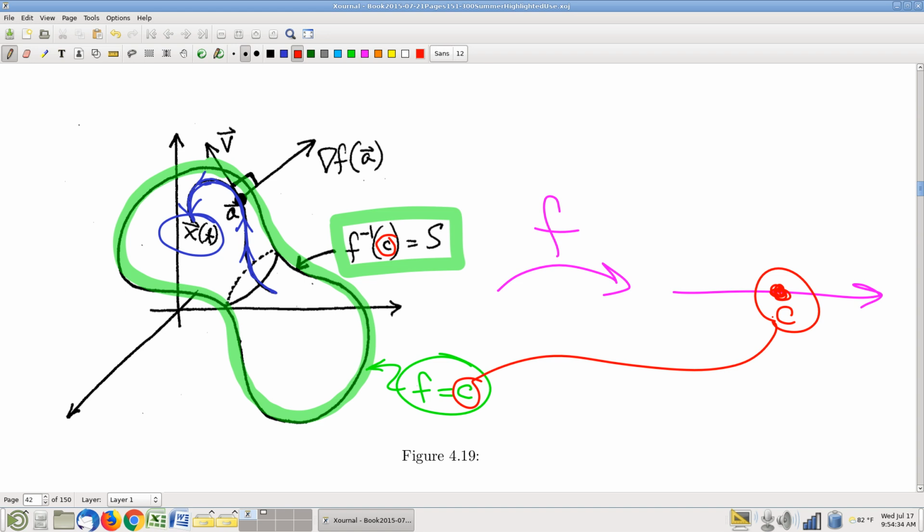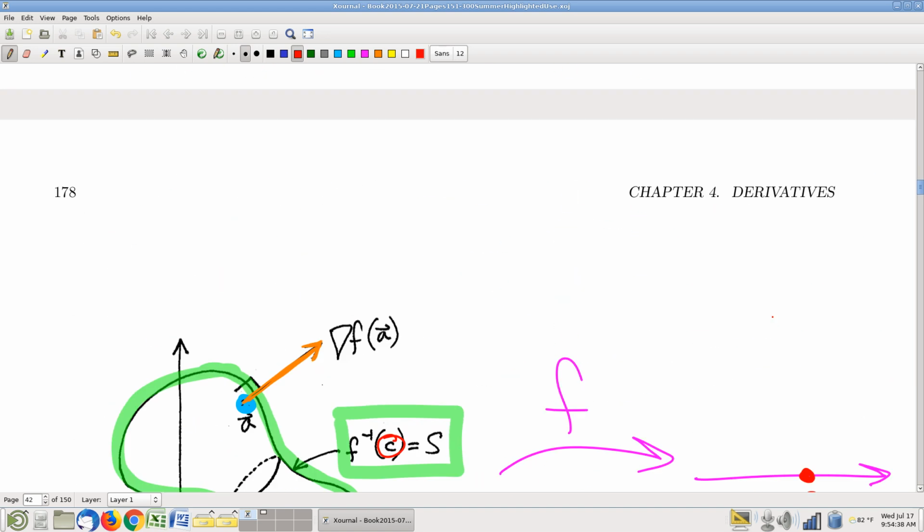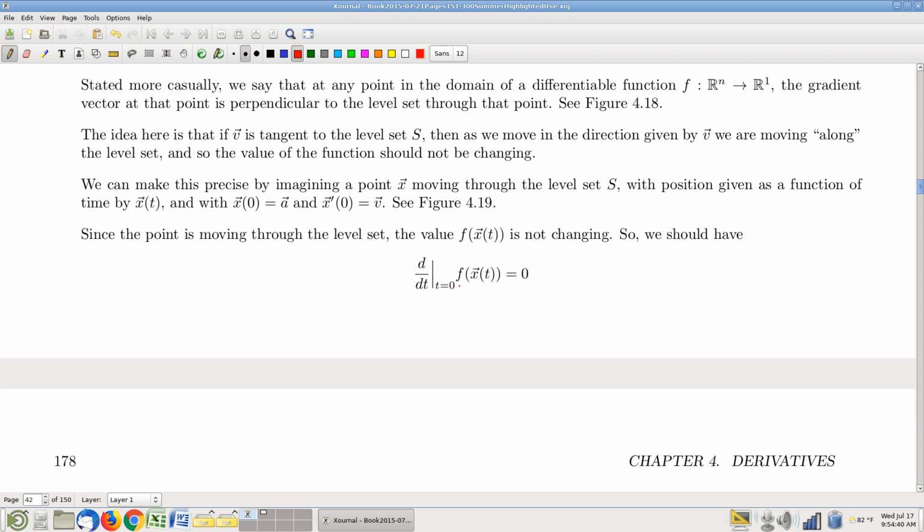Well, if f is constant, then that means, again, as I am moving along this curve, x of t, if f is constant, that means that the derivative of f is 0.